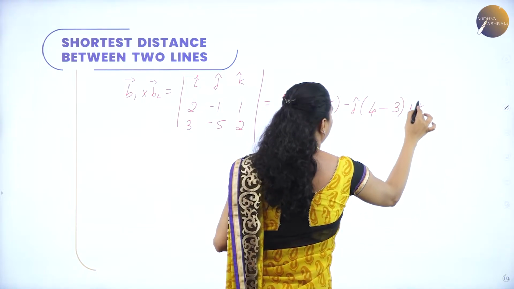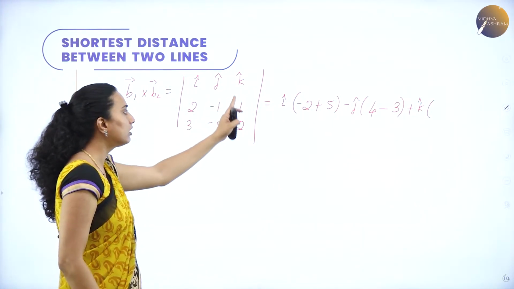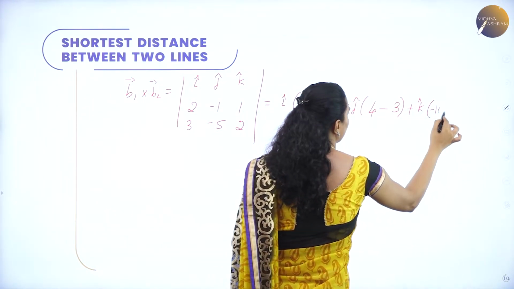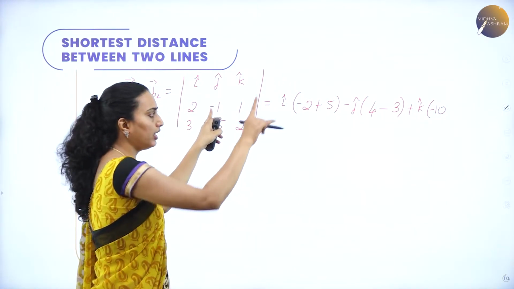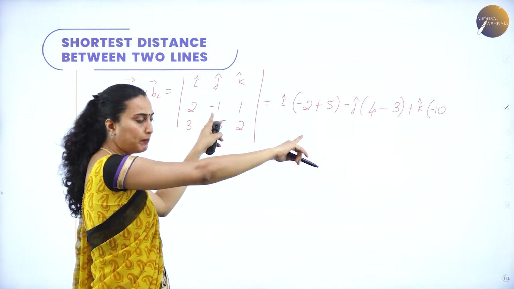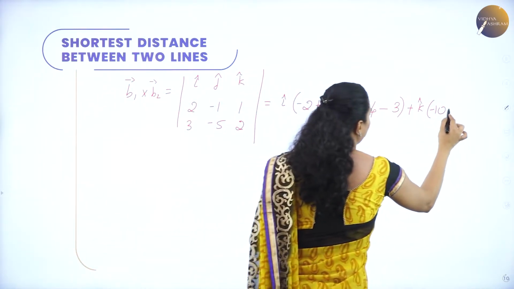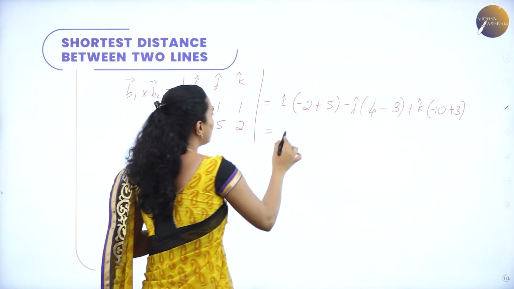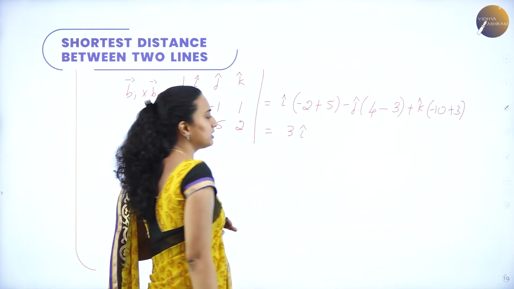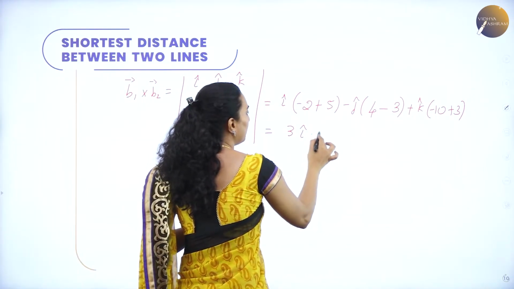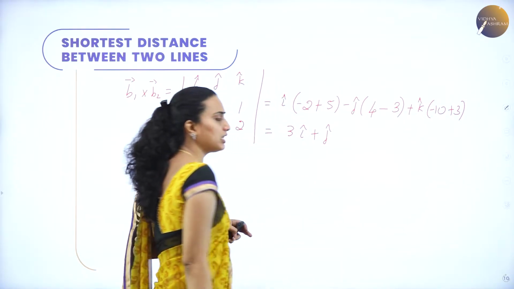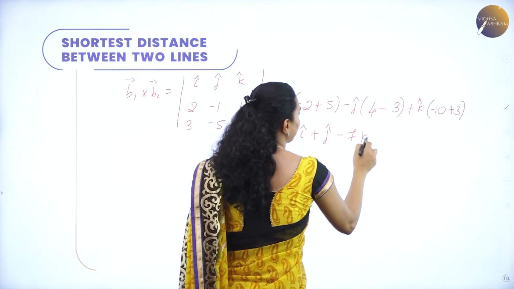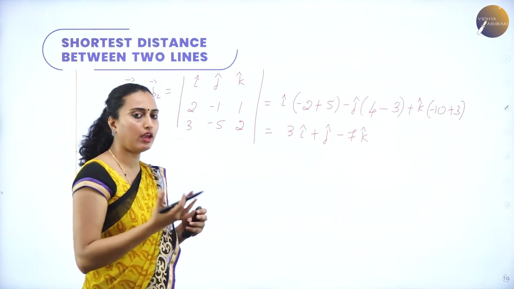Again, plus k, leaving the third column and the first row: 2 into minus 5 is minus 10. Already one minus symbol is there, another minus symbol will come, and minus of minus becomes plus, so minus 1 into 3 is plus 3. Now, minus 2 plus 5 is 3, so 3i. Again, 4 minus 3 is 1, and minus of minus becomes plus j. Here, minus 10 plus 3 is minus 7, so minus 7k.